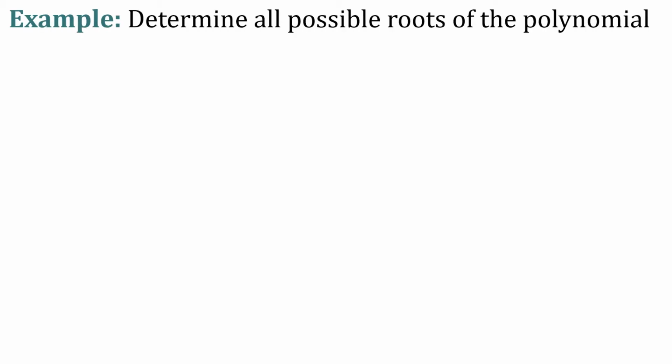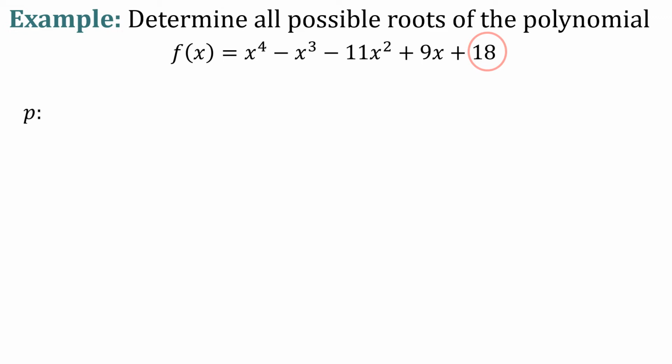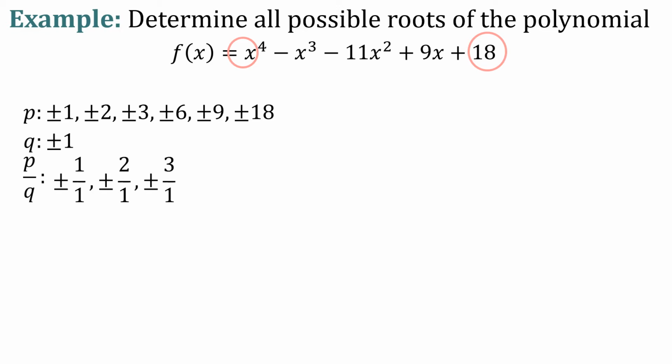Now we're going to look at doing the same thing, but actually finding the roots of this polynomial. We're going to start putting everything together. So first we need to look at our 18, our constant. So the factors of 18 are 1, 2, 3, 6, 9, and 18. Our leading coefficient is 1. So our only q is plus or minus 1. So all of our p's over our q's are just all of our p's already.